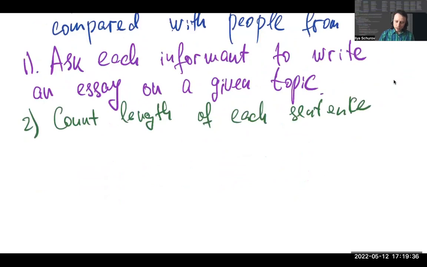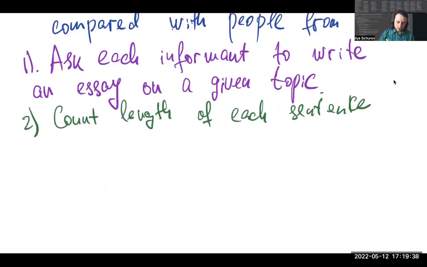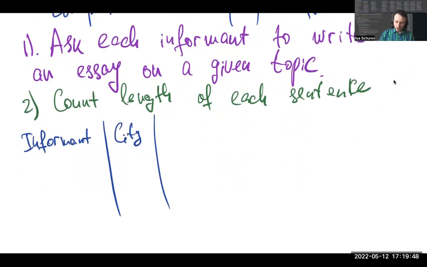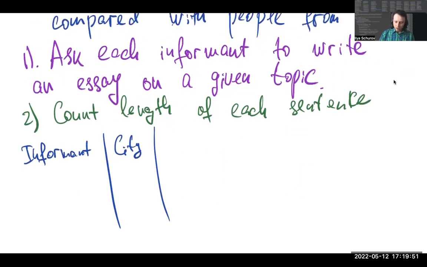So we basically have a data frame like this. We have informant. Then we have city. And in each text, we have several sentences usually. So we would get several lengths for each text. So for each informant, we will get several values of this variable length.